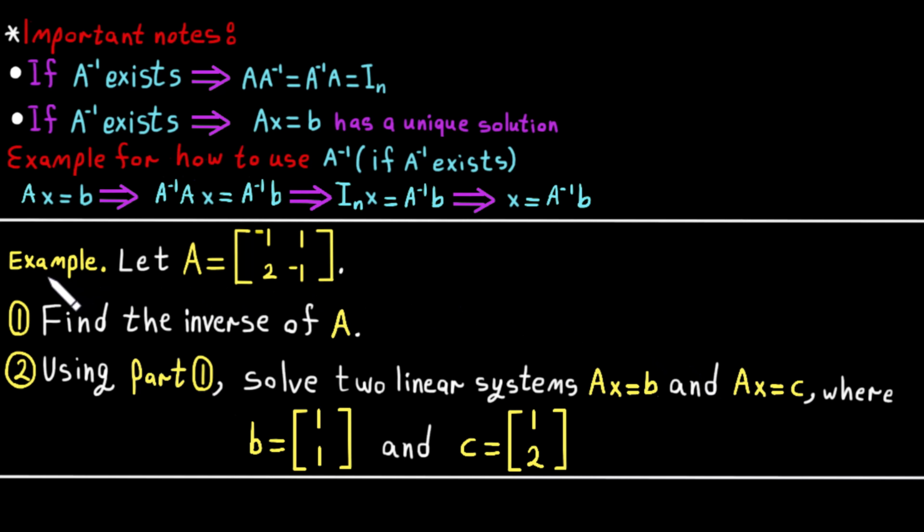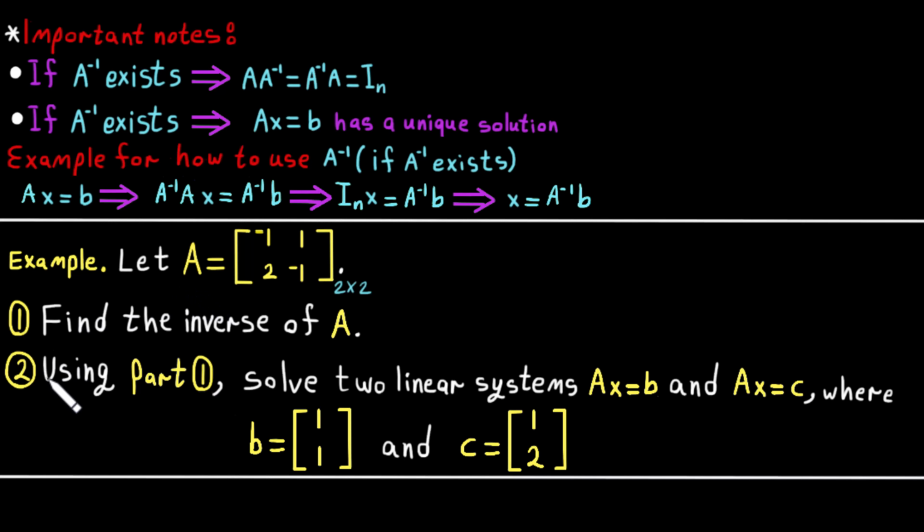This is the example. Let the matrix A here equal -1, 1, 2, -1. So this matrix A is of size 2 by 2. So here the dimension, order, or the size is equal to 2 by 2. Find the inverse of A. So we have to find the inverse of A.